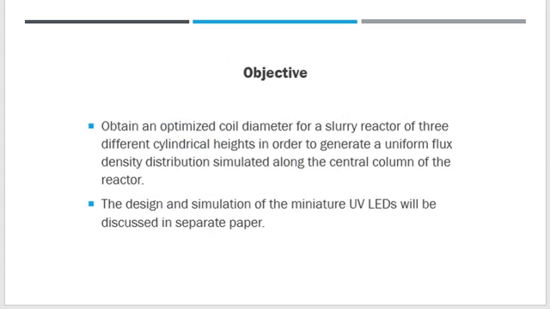The objective is to obtain an optimized coil diameter for a slurry reactor of 3 different cylindrical heights in order to generate a uniform flux density distribution simulated along the central column of the reactor.